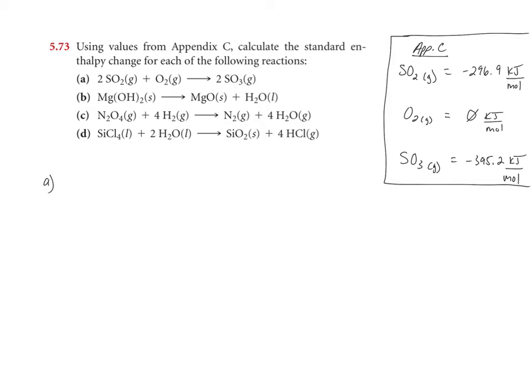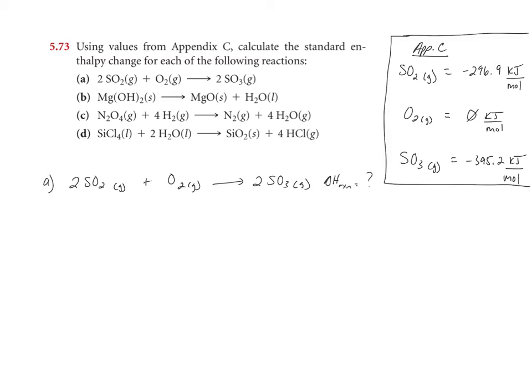So it says, using the values from Appendix C, calculate the standard enthalpy change for each of the following reactions. Now the full reaction that we're looking at for A is having 2 moles of sulfur dioxide gas reacting with O2 gas, producing 2 moles of SO3. So now we're looking for the delta H of this reaction. That's what the question's asking us.